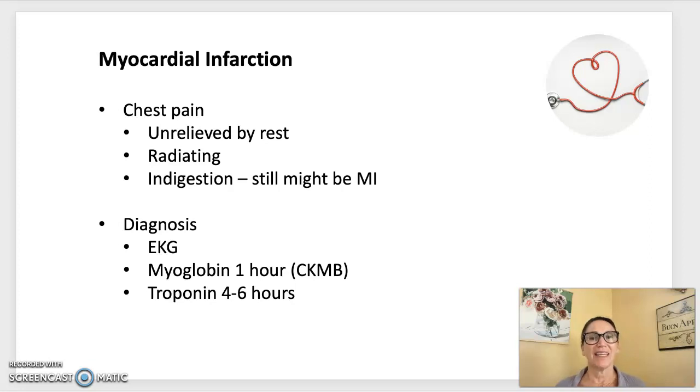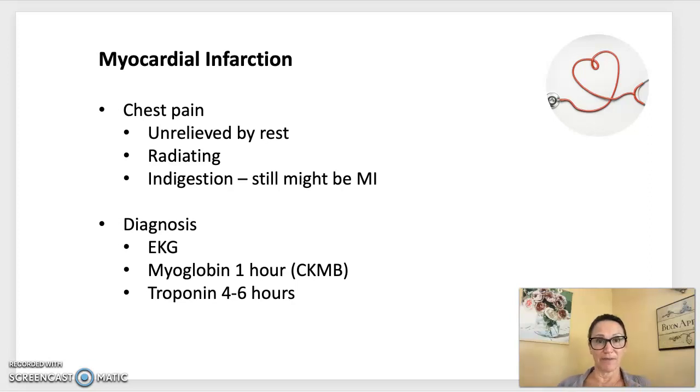Now, in differentiating this chest pain from angina, this chest pain will be unrelieved by rest. And what I mean by that is a patient with angina can often sit and rest and their pain will subside, whereas a person with a myocardial infarction will sit and rest and their pain will not subside. So that might be a differentiating factor for us as far as if our patient is experiencing angina or a myocardial infarction. And myocardial infarctions will often radiate too.